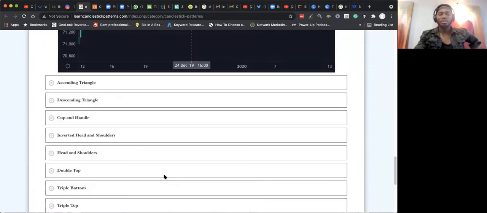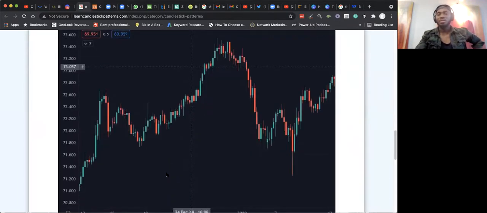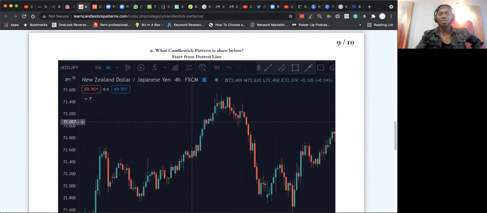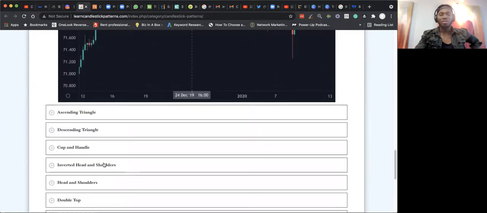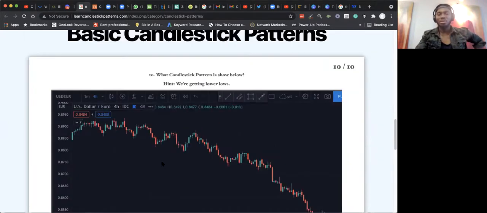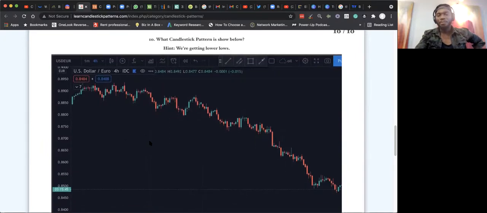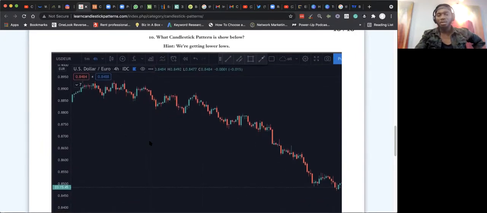Part of head and shoulders. This one's a head and shoulders. New Zealand dollar, Japanese yen on a 4-hour chart. Going with the head and shoulders. Oops, clicked on the wrong one. Okay. Downtrend. This is a 4-hour US dollar euro.